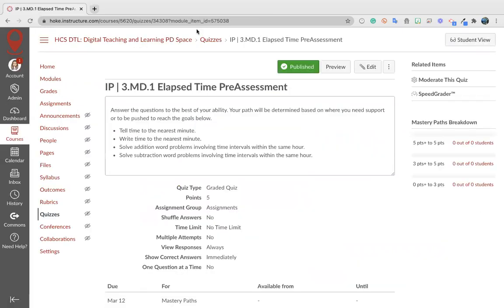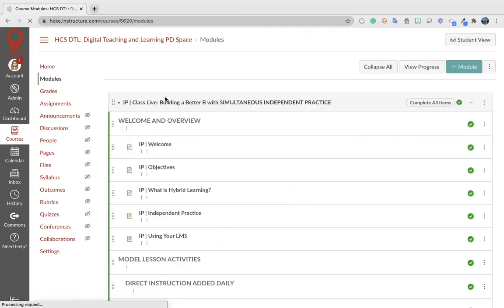So we're going to pause for a second. This is that quiz that we were just looking at. So I want to go back to the module real quick, and let's go back through that layout.